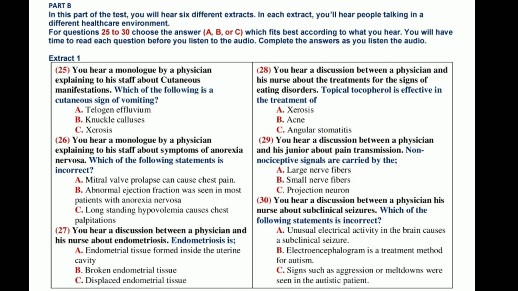At times, subclinical seizures are mistaken for the abnormal behavior of autistic patients. For instance, an autistic student showed good cognitive development in his studies last year. However, this year his progress has slowed down. Signs such as aggression or meltdowns were seen in the patient. He used to daydream and ignore others when anyone asked him anything. This condition was mistaken by his parents for autism.